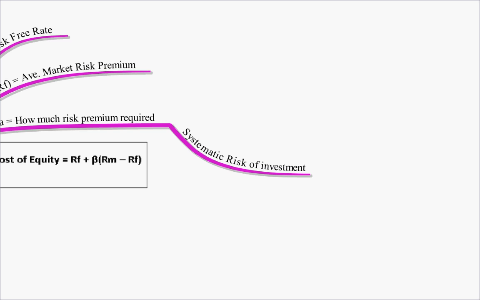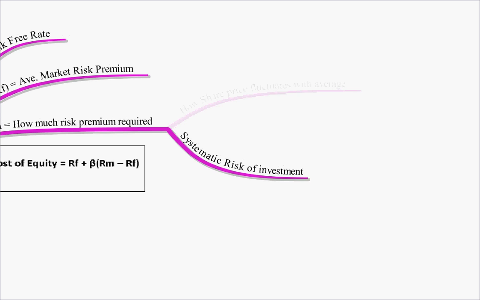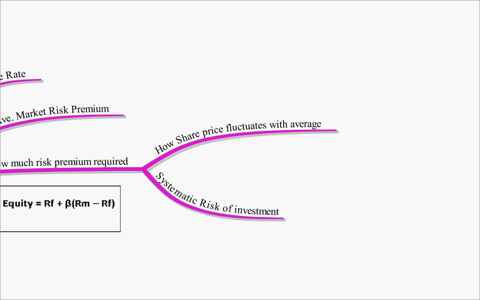So it's the systematic risk of that particular investment. So the systematic risk, remember, is the risk on the market. So the market goes up by 1, how much does our share go up by? And beta tells us that. So it's how much the share price fluctuates with the average market.